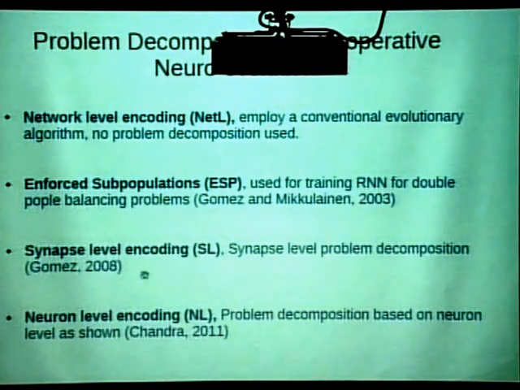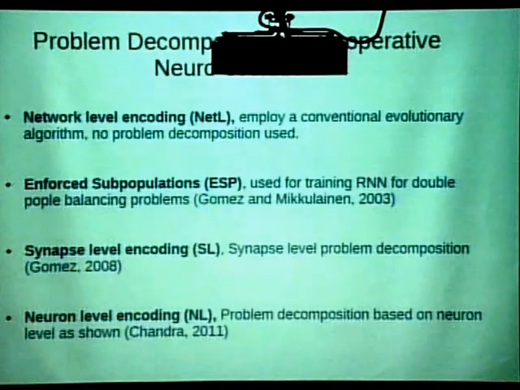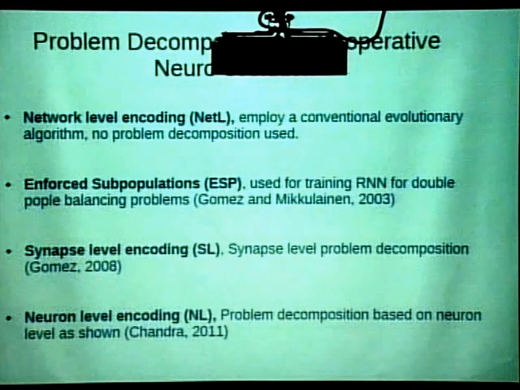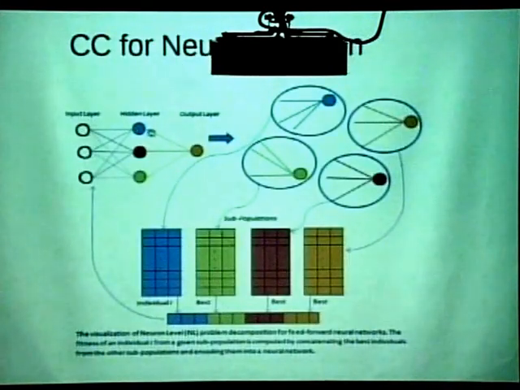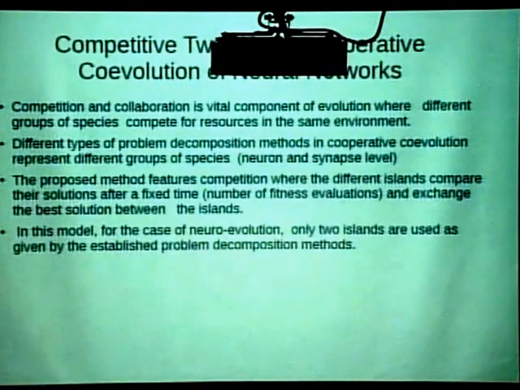Synapse level encoding is when all the synapses have separate subpopulations, and the network level is just one single population, and enforced subpopulation is all the incoming and one outgoing link. So they all have different strengths and weaknesses.